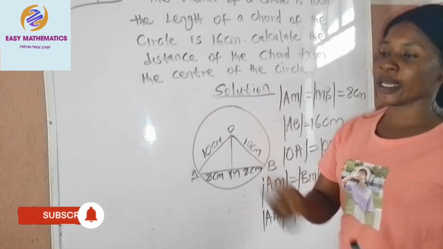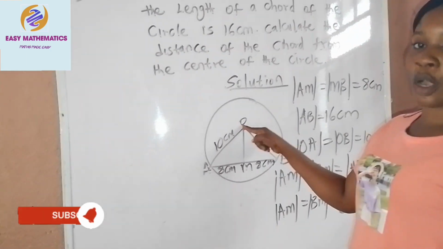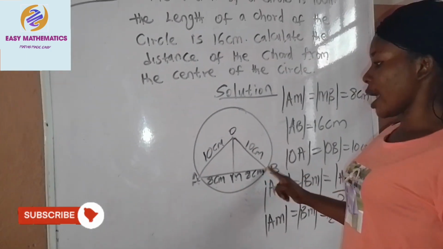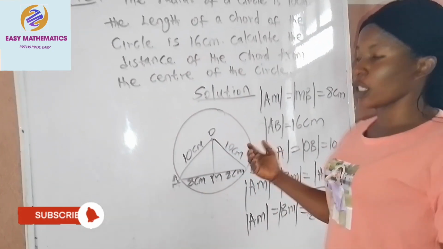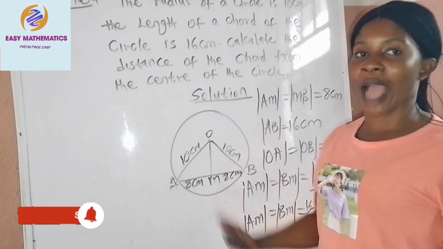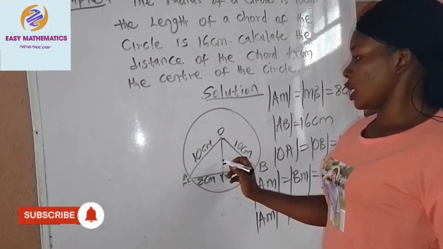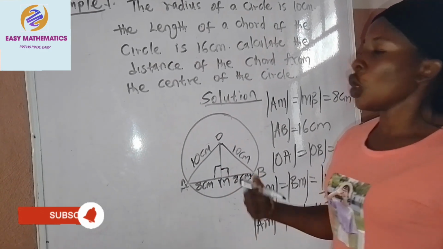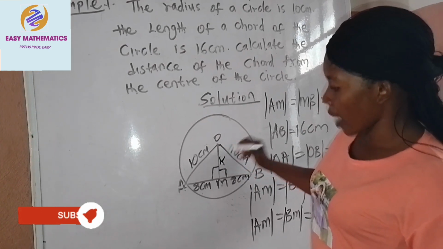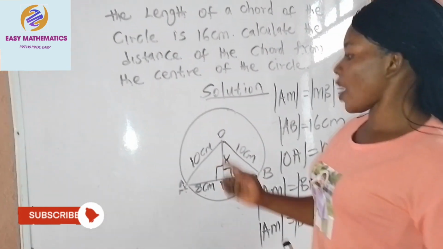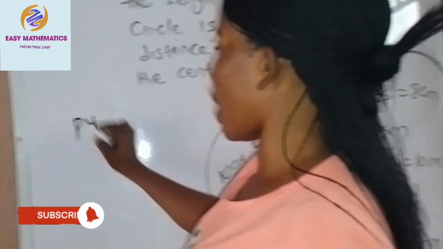Now remember, initially I said that once this line is drawn from this center O to touch this point here, a triangle is formed, and the name of this triangle that is formed is a right angle triangle. Now this is a right angle triangle. This part of it is also a right angle triangle, and we are asked to find this side. Let's call here X. Now to find the side of a right angle triangle, we use Pythagoras theorem.